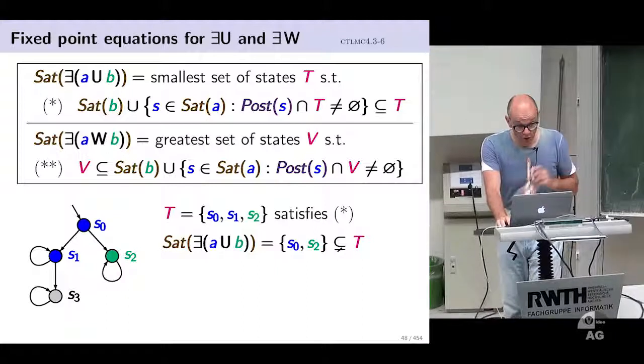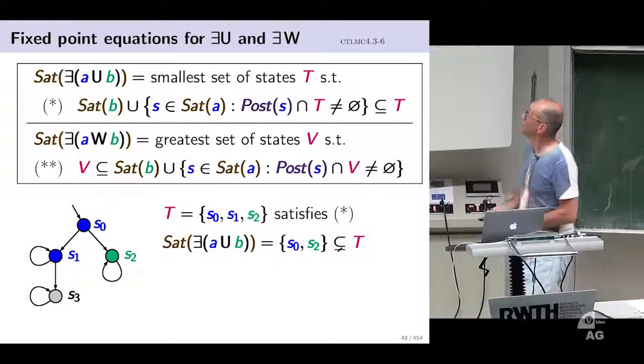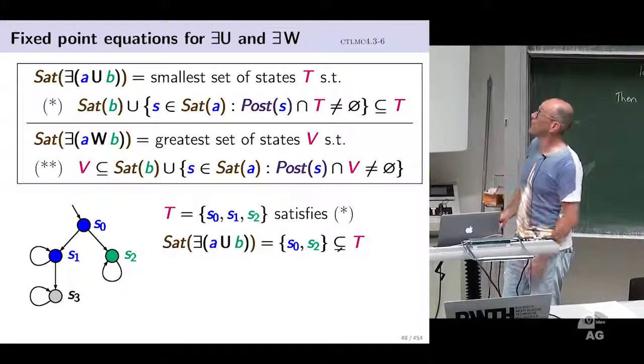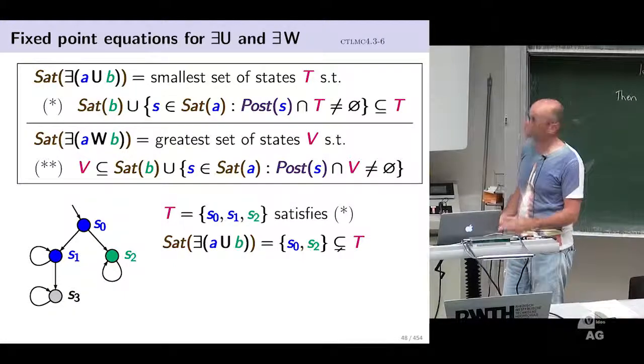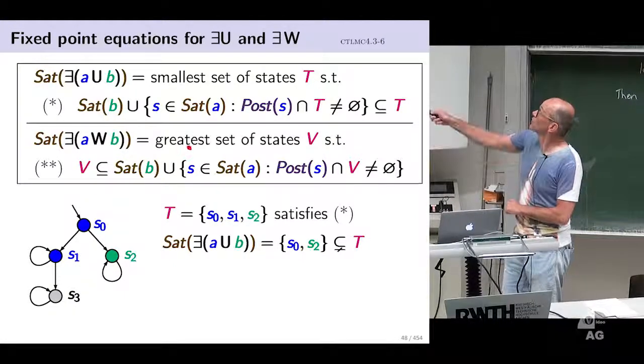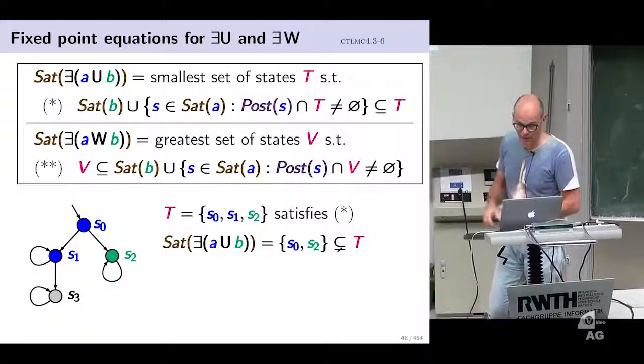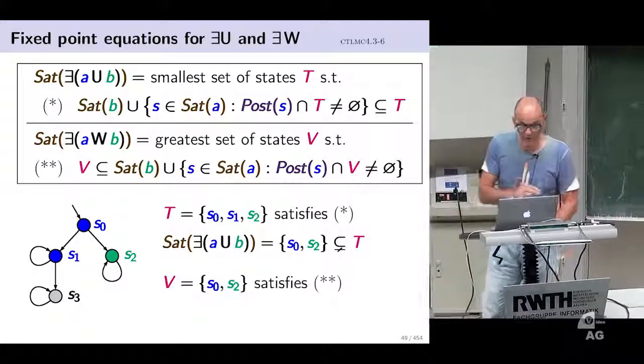Good. For weak until, the situation is very similar as in LTL. The weak until satisfies the same fixed point equation, but this is the greatest set. So for the weak until, again, you have to take the largest set. We can look at an example.